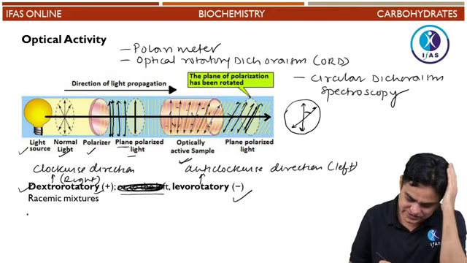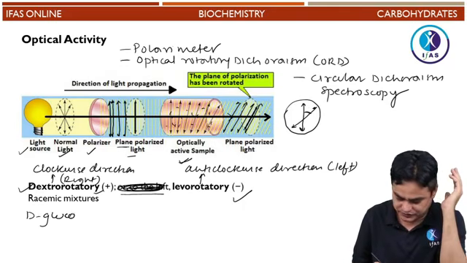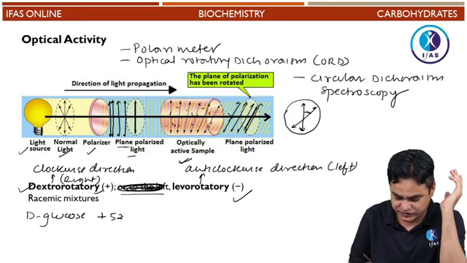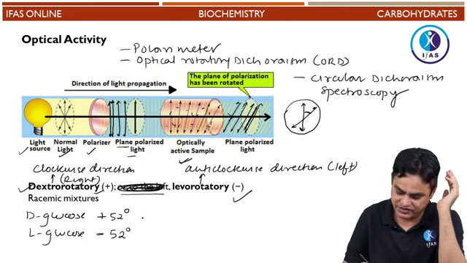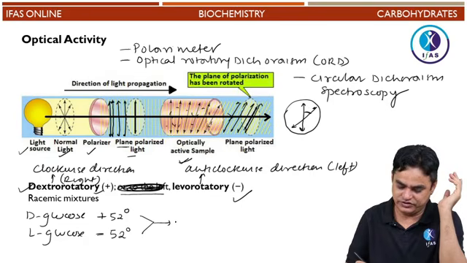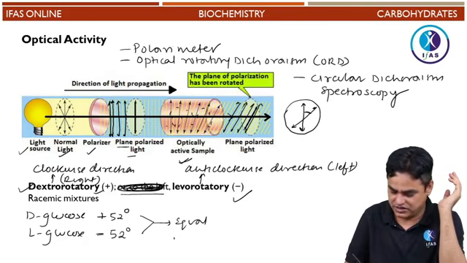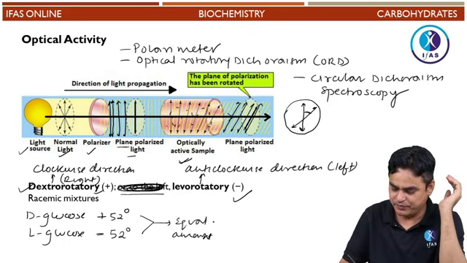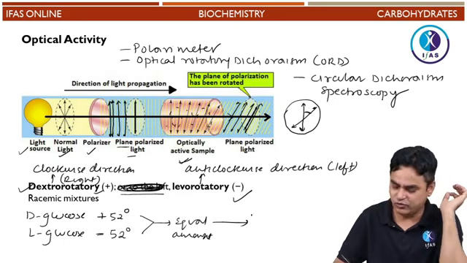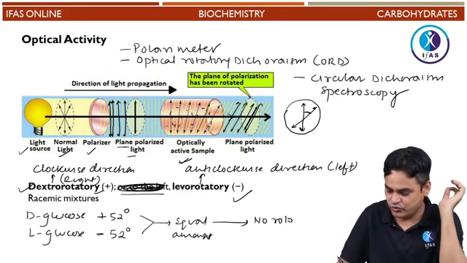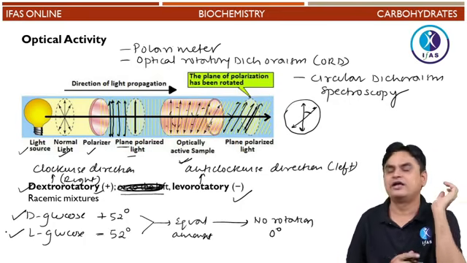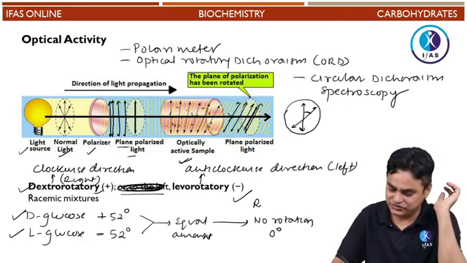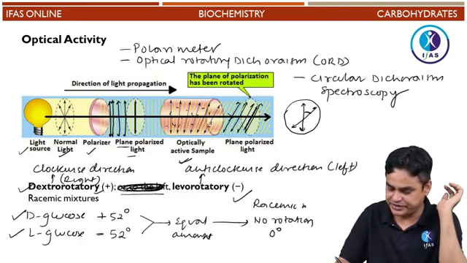So what I want to say is that if you take D-glucose, whose optical rotation is plus 52 degree, and you take L-glucose as well, definitely its optical rotation would be opposite to this, that is minus 52 degree, and if you add them in equal amount and pass plane polarized light, there would be no rotation. The optical rotation would be 0 degree, although there are two optically active substances. Such a mixture would be referred to as racemic mixture.